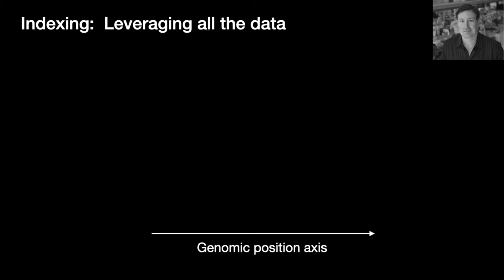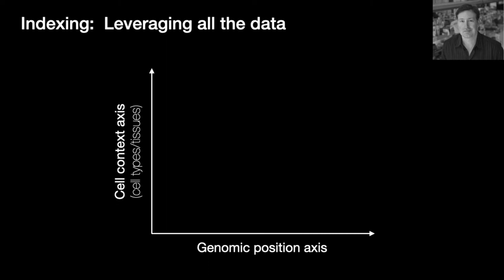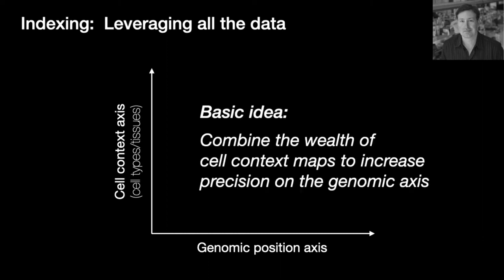So with indexing, instead of looking at the data sets individually, we're leveraging all of the data together. Essentially what we're doing is combining maps along a genomic position axis, which is what is created with individual data sets, with a cell context axis. And this really is encompassing all of the different cell types and tissues. The basic idea here is that you can combine the wealth of these cell context maps to increase the precision on the genomic axis, because many of the sites turn up over and over again in many different cell and tissue contexts.